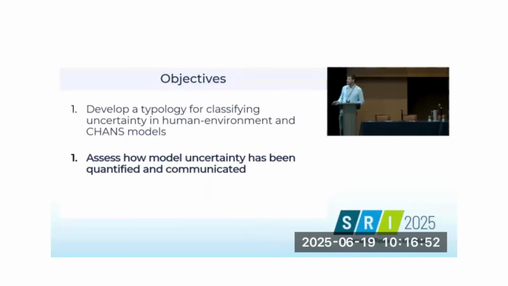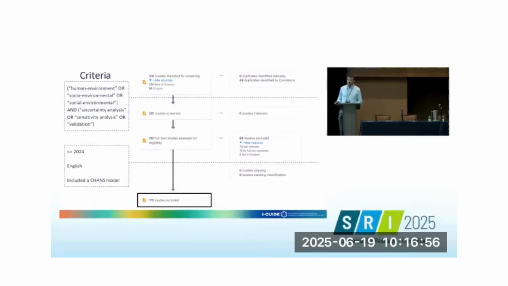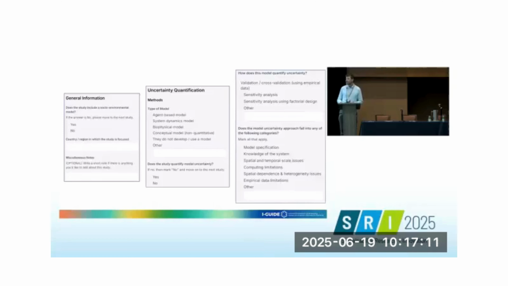Next, we're going to assess how model uncertainty has been quantified and communicated across the literature. To do this, we performed a literature review across Web of Science and Scopus. Initially, we found about 300 studies, and after some brief screening for time, language, and if they actually included some kind of CHANS model, we were left with 175 studies. We had 12 independent reviewers, not including myself and my co-author, Andrés.